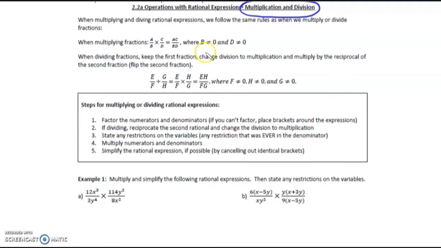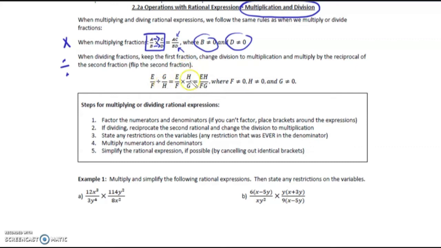When multiplying and dividing rational expressions, we follow the same rules as if we were to multiply and divide fractions. So if we had a over b times c over d, we would multiply across. So a times c would be ac, b times d would be bd. Okay, and then just remember that nothing in the denominator can equal 0. So in this case, b can't equal 0 and d can't equal 0.